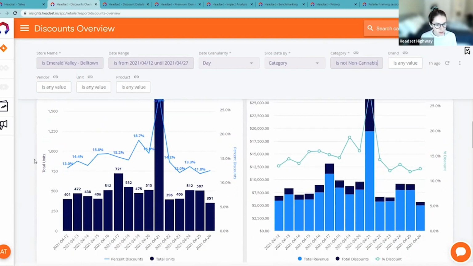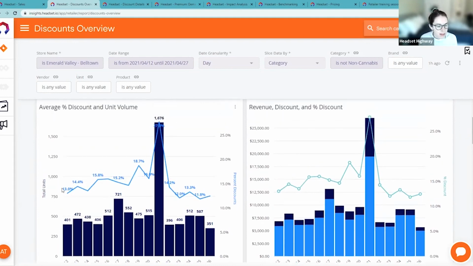If we take a look at what this graph is showing us, we have our days within the 2 weeks. The dark blue bar is going to be the total units each day that were sold, not necessarily the units that were discounted, but total units sold that day. And then the percentage of discount lines. So if you hover over each day, you'll see the average percentage of discounts applied over that day.